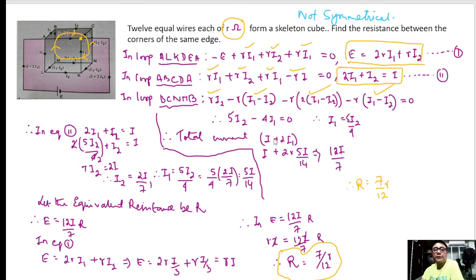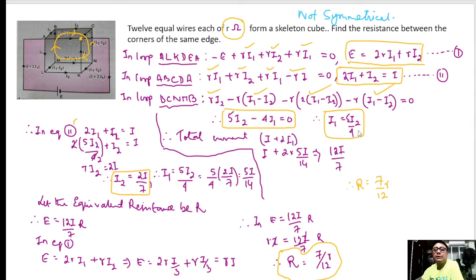So friends, from here you see we are getting this relation, which is I1 equal to 5I2 by 4. Now we will put this in equation 2. In place of I1 we have put 5I2 by 4, and we are calculating I2 as 2I by 7. So I2 is 2I by 7.